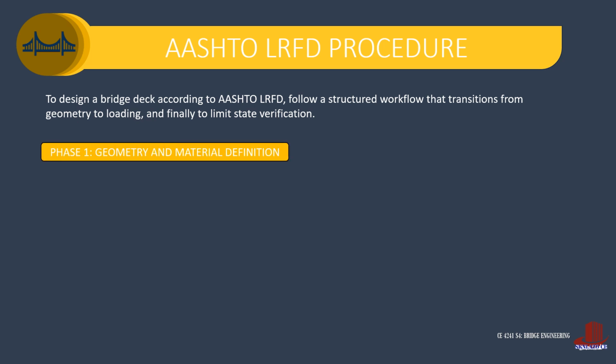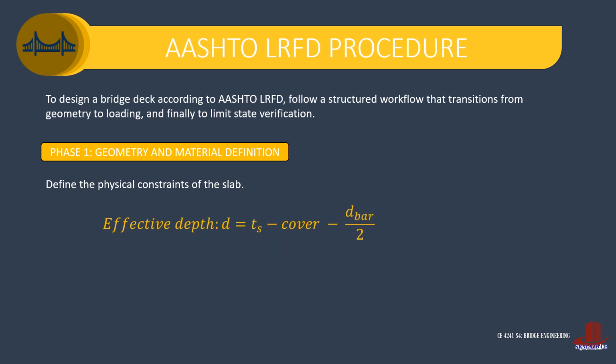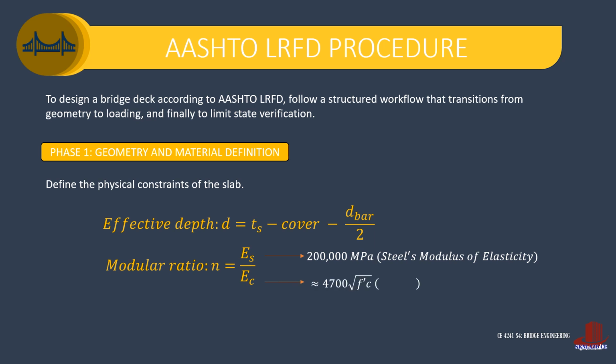The first phase is the specification of the material and the identification of the geometry. For the deck or the slab, we have to take note of the effective depth, which is taken as the total slab thickness less the clear cover, then half of the reinforcing bar diameter. We also have to determine the modular ratio, which we have identified in the distribution factor before. When using the elasticity modulus, remember that E for steel is 200,000 megapascal, and the elasticity modulus of concrete is solved from 4,700 times the root of f'c.